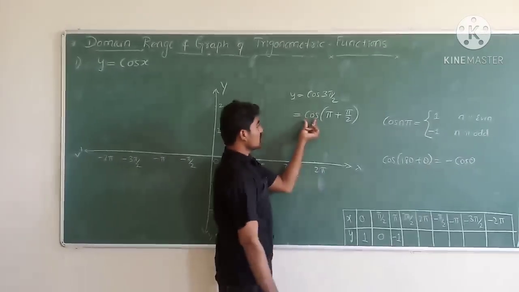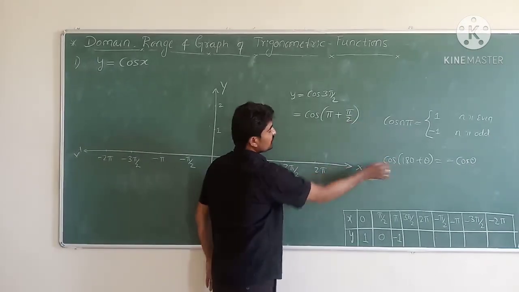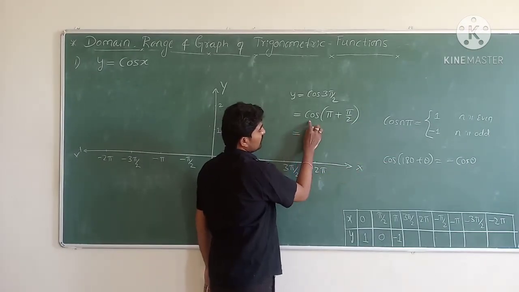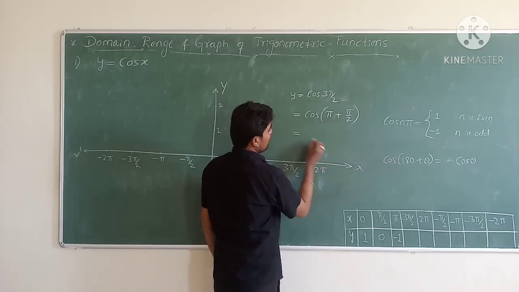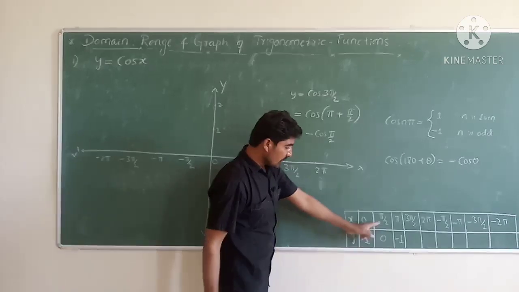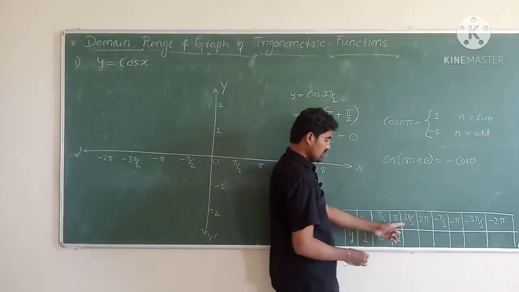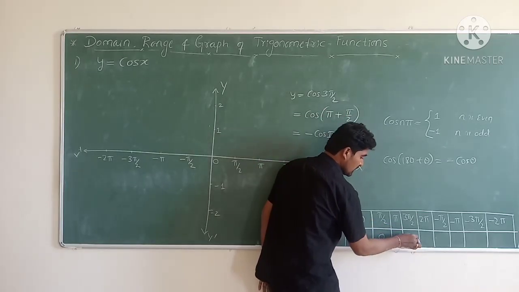Here, cos of pi plus theta, pi is nothing but 180 degrees. The value of theta is pi by 2. Therefore, the value of cos of pi plus pi by 2 is minus cos pi by 2. When x is equal to 3 pi by 2, the value of y is 0.